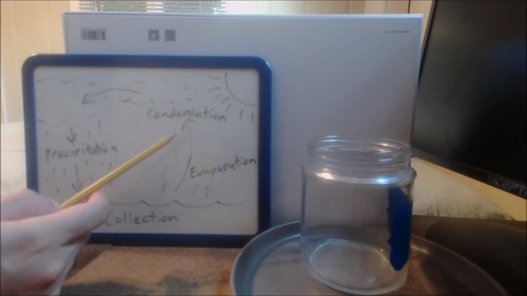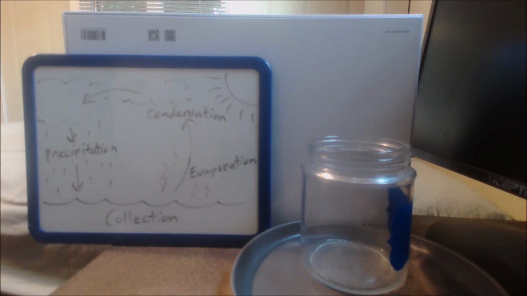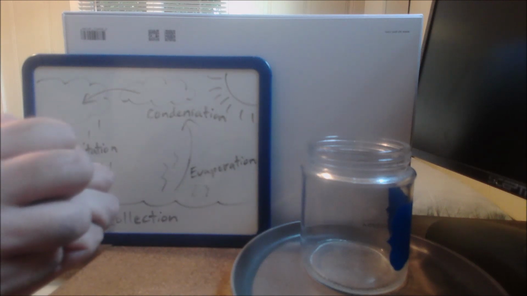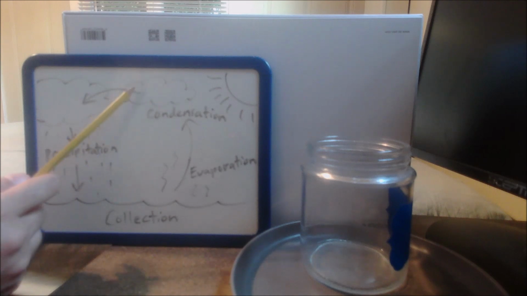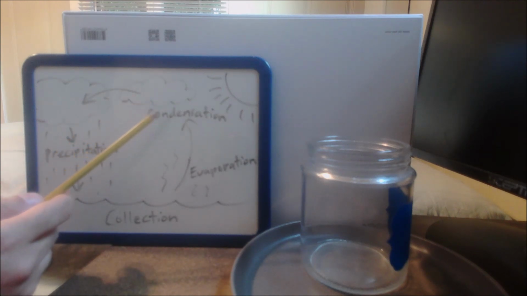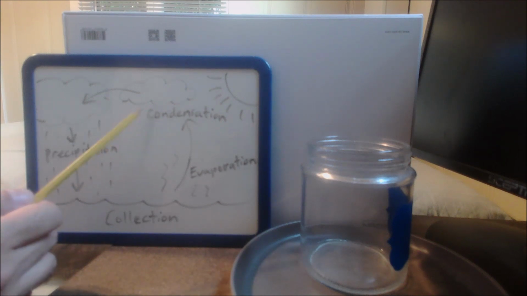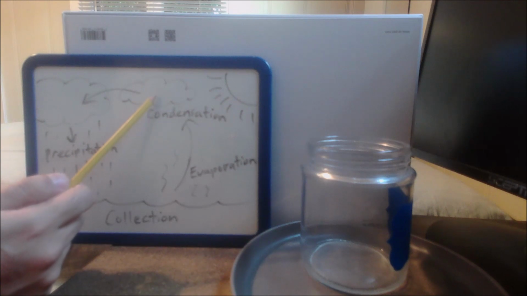Now what happens when they get up there is the water vapor molecules will start to lose energy, and then they're going to want to start to bunch together again and condense into liquid water droplets once again. Now when enough of those come together, they form what we know as a cloud. So condensation is what we call that process. Water vapor cooling down, losing energy, and condensing back into liquid water drops.